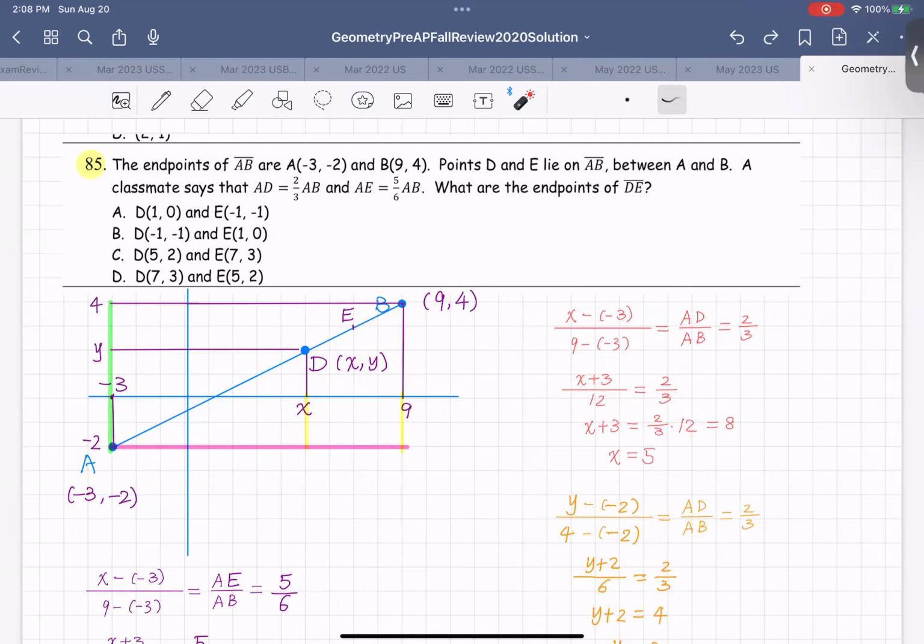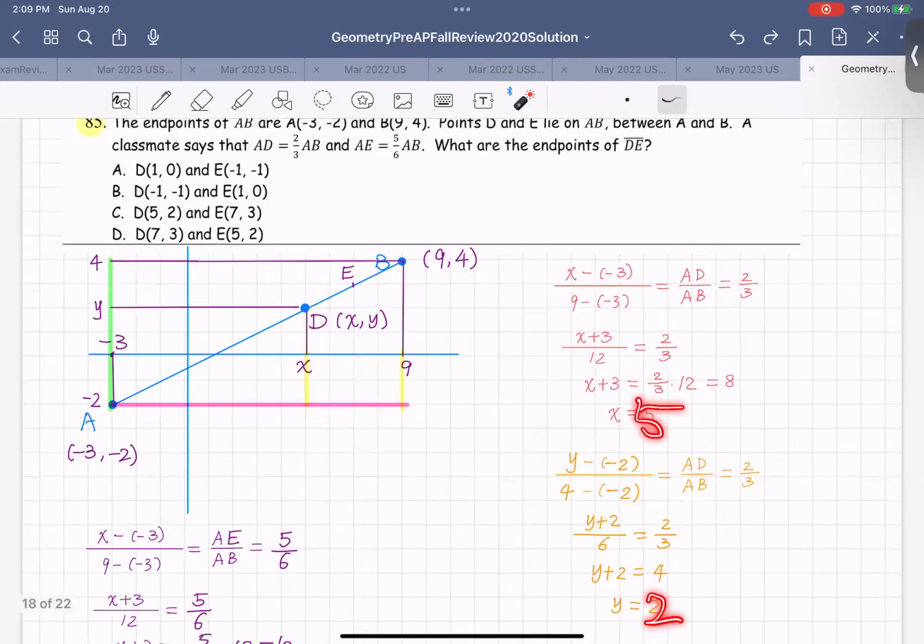X value is 5. Same way as you do the y direction. You can project this point to this direction, also 90 degrees. And then you will see here, the guy from here to here, the distance is y minus -2. This point y value is -2. So y minus -2 divided by 4 minus -2. This piece over this piece is going to be that piece over that piece, which is 2 over 3. Okay? So you will have y plus 2 over 6 equals 2 over 3. So you can have your y value solved.